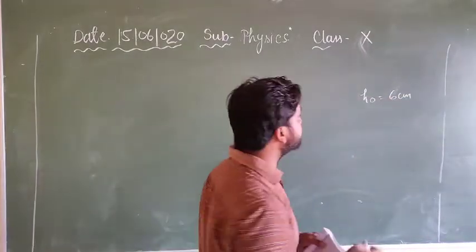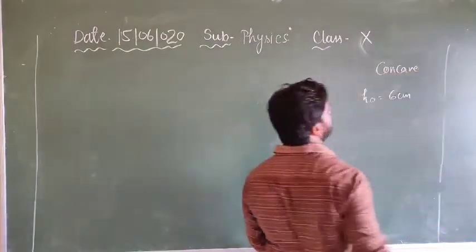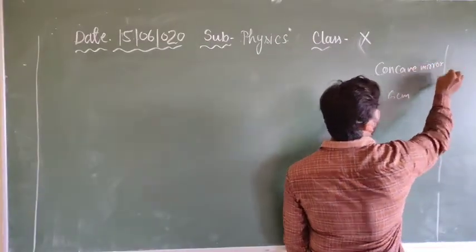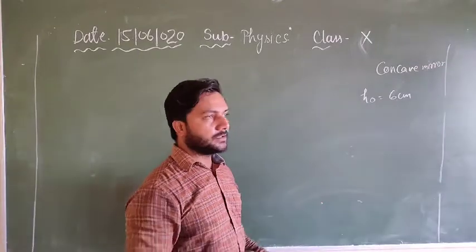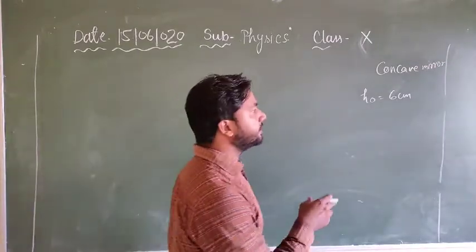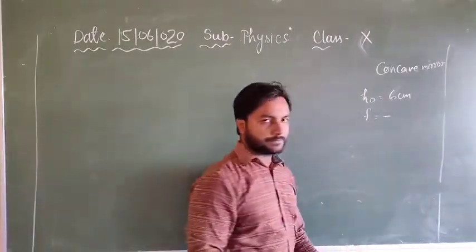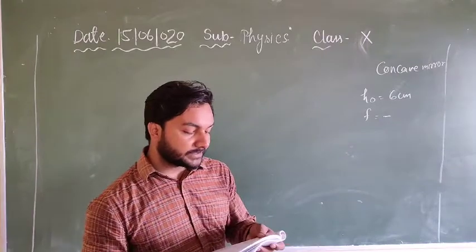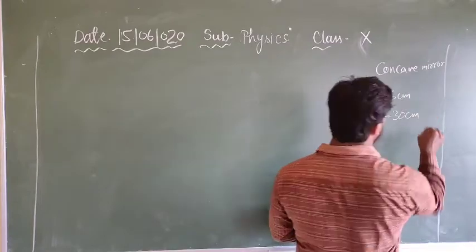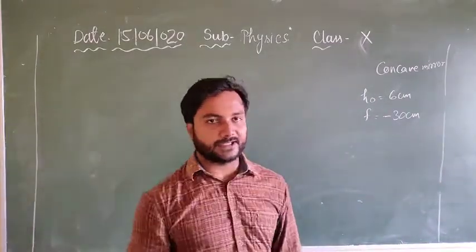And the mirror taken is concave. This is concave mirror. And I have already told you about concave mirror. What will be its focal length? Will it be positive or negative? It will be negative. And its magnitude is given 30 centimeters. The distance of the object from the mirror is 45 centimeters.